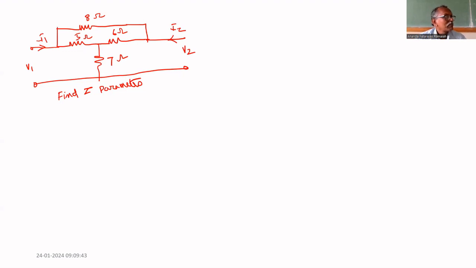In two-port networks, either we will open the port or short circuit the port. There are only two methods. Open means current is zero. Short circuiting means voltage is zero. That's all. Listen here.